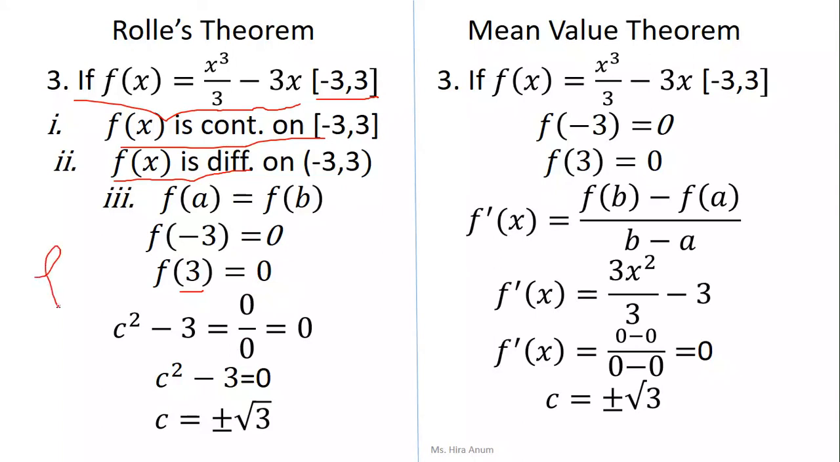Now we put f prime of c equals 0, because f of a equals f of b. We take the derivative of this, then put x equals c, so it becomes c square minus 3 equals 0. We take minus 3 to the other side and it becomes positive. Then we take the radical, so c equals plus minus radical 3.